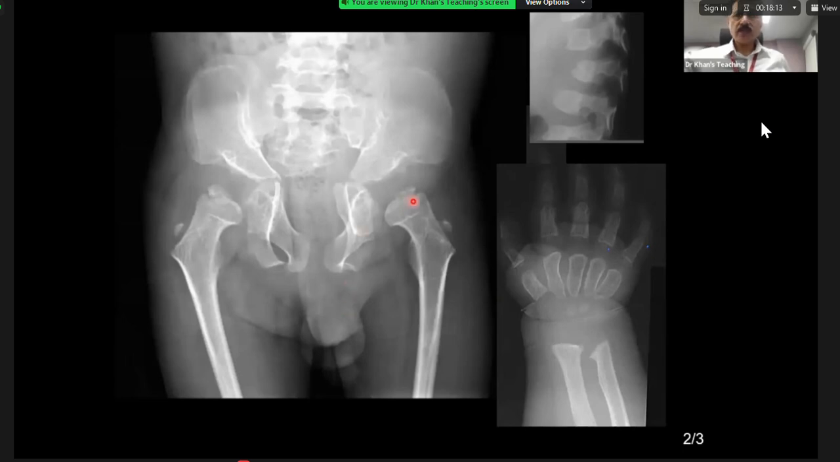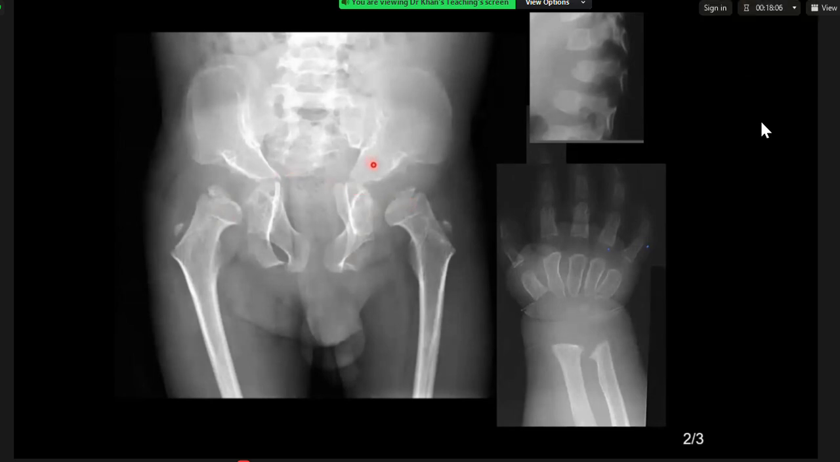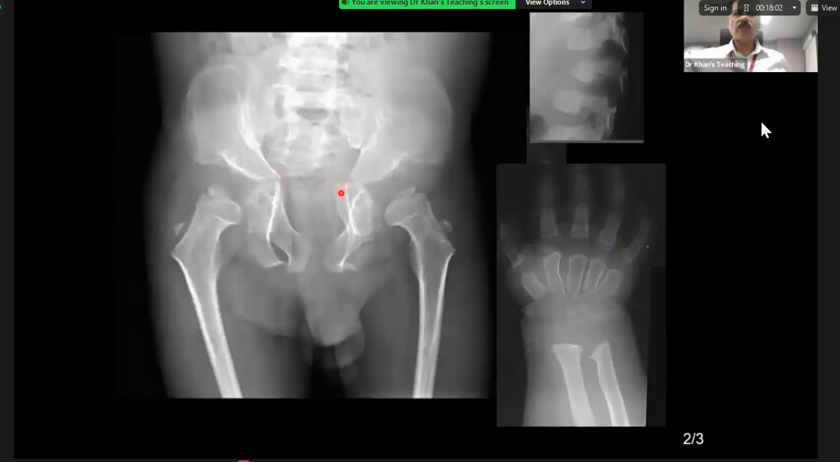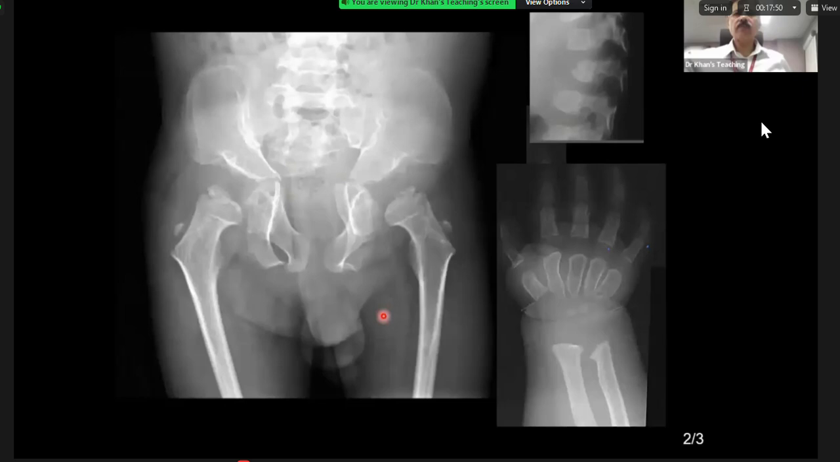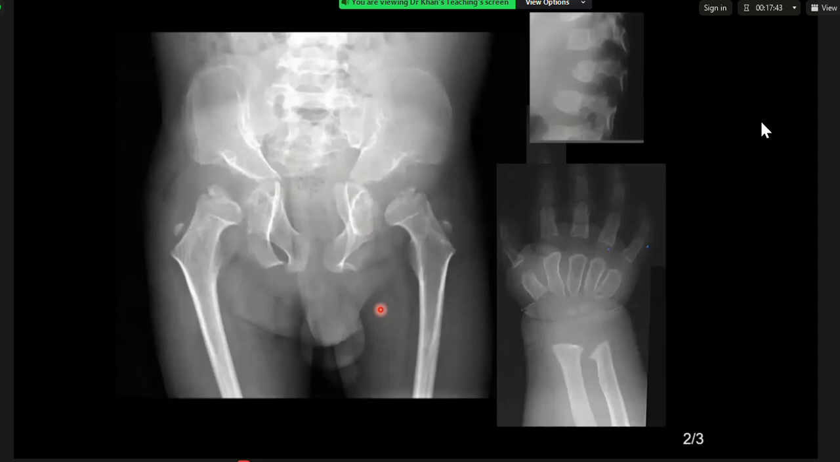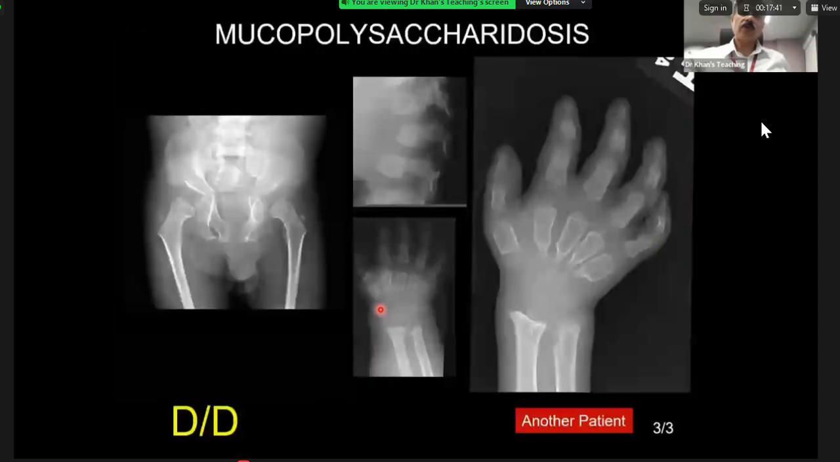If you see these femoral capital epiphyses, they look to be slightly stippled. At the pelvis, it is narrow. And this pelvis, by the way, in description is known as the simian type of pelvis, ape-like pelvis. So all of this together, what is the diagnosis? Okay, that's fine. Don't worry.